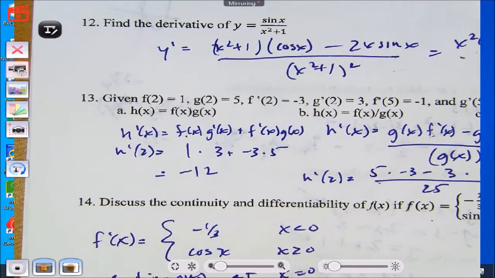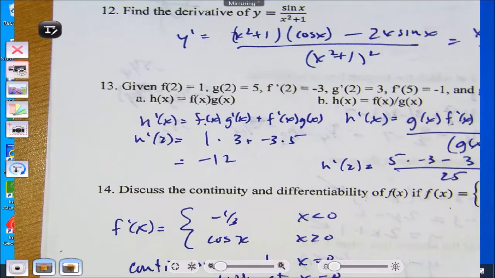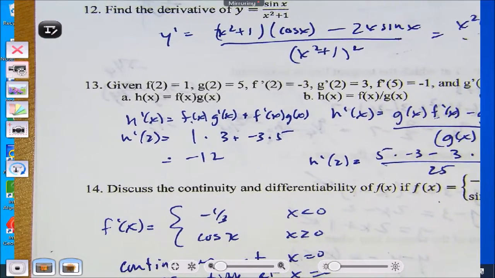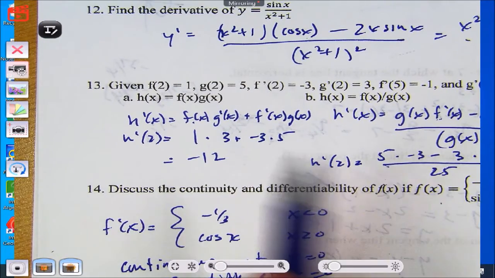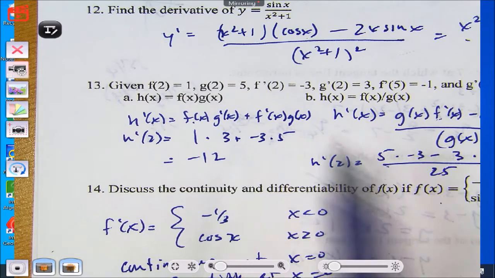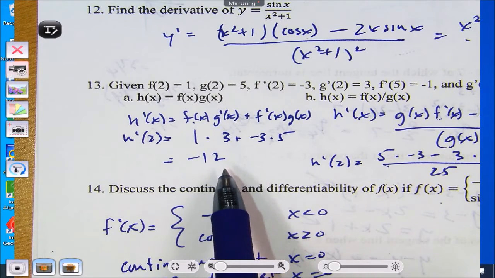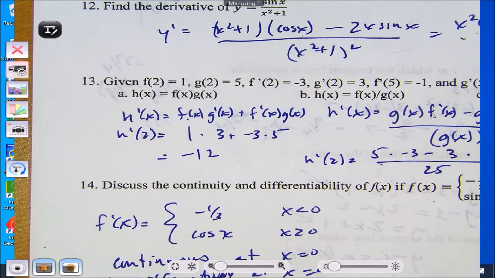All right, 13. So this was a mess. Chances are I made an arithmetic error here, or a substitution error. So if your answer disagrees with mine, let's talk about it, okay? Don't just assume I'm right and you're wrong, okay?